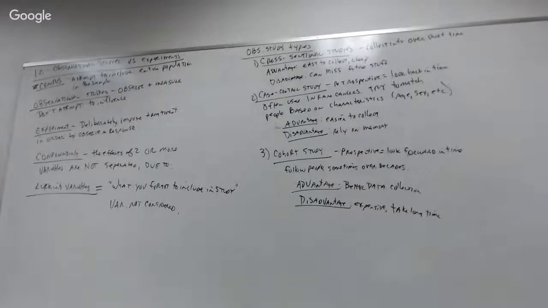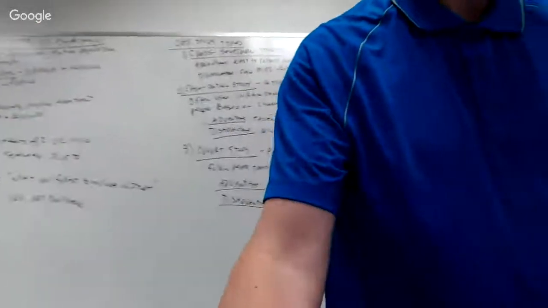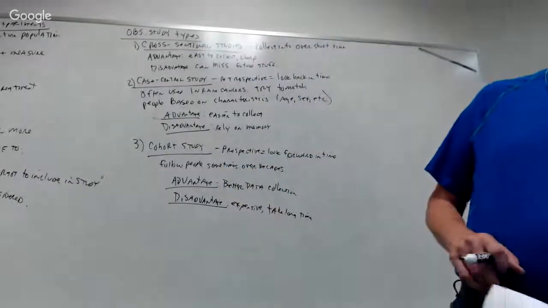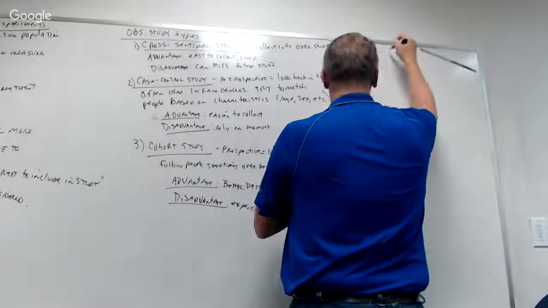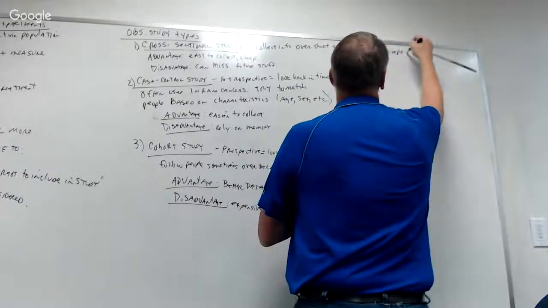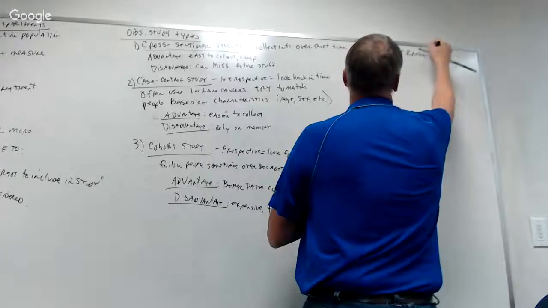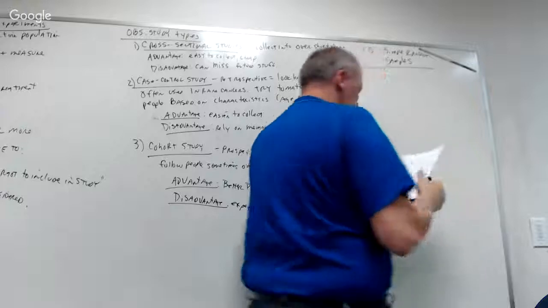So that's the end of 1.2. We're going to move on to 1.3, which is about simple random samples. Okay?